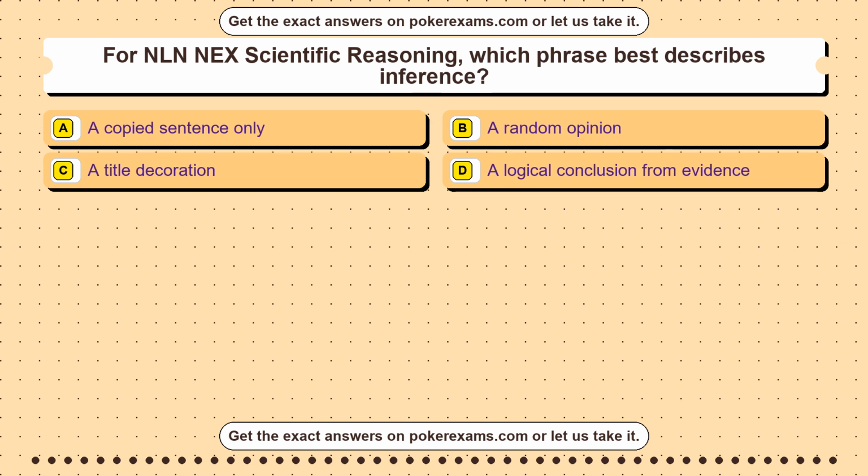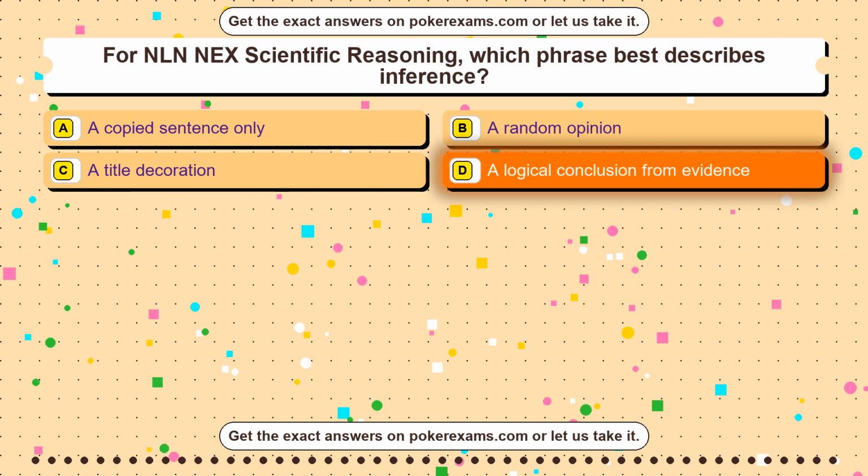Question 22. For GED science practice test, which paragraph part usually introduces the main point? Option A citation page. Option B footnote. Option C page number. Option D topic sentence. The correct answer is option D.